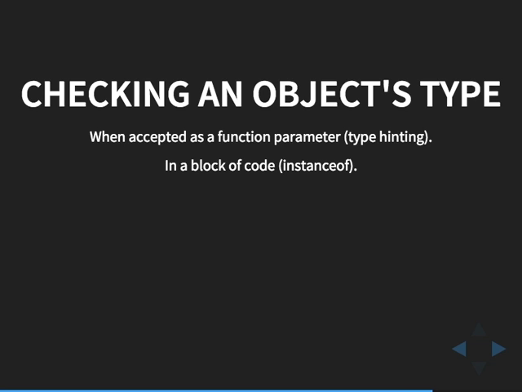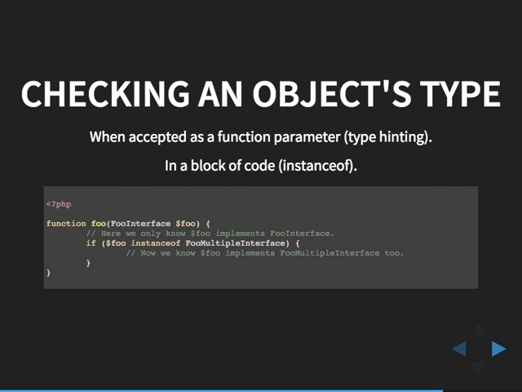The other one is where we have more inline checking. So the first one is really just when you pass on an argument. The second one is in running code. If you have a block of code in the middle, you want to see, oh, is this variable indeed of this type? You would use instanceof. And this is an example of both of these types of type checking in the same piece of code.